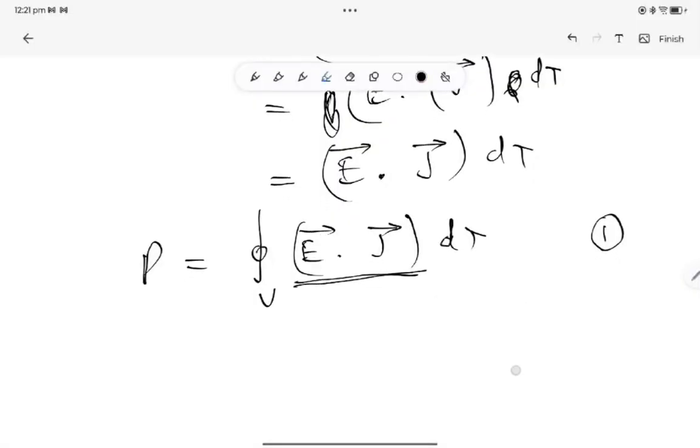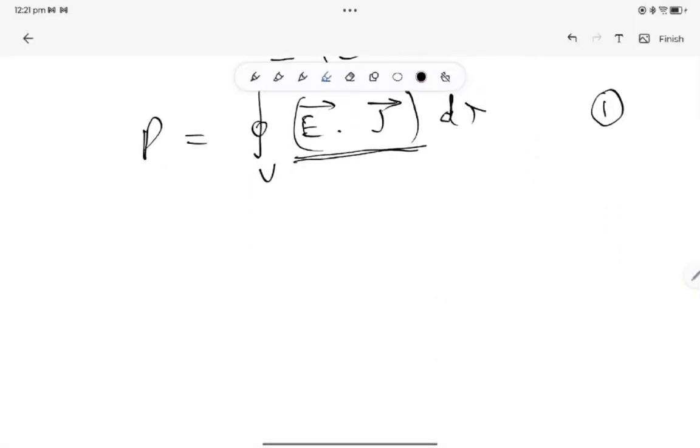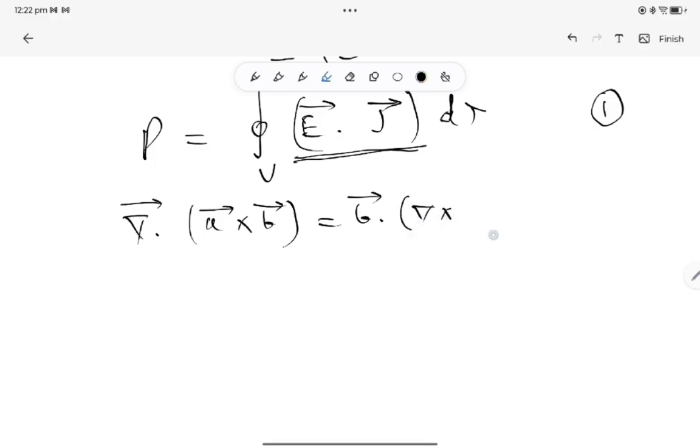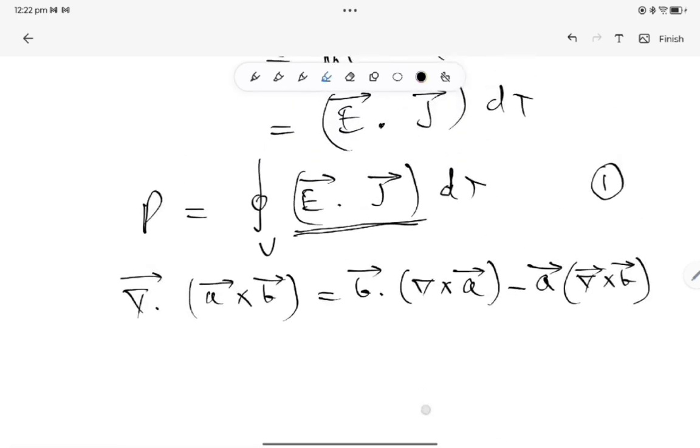the product rule from vector calculus that we have already discussed at the beginning of this, and that was del dot A cross B is equal to B dot del cross A plus minus A dot del cross B. Okay, now we want E dot J.